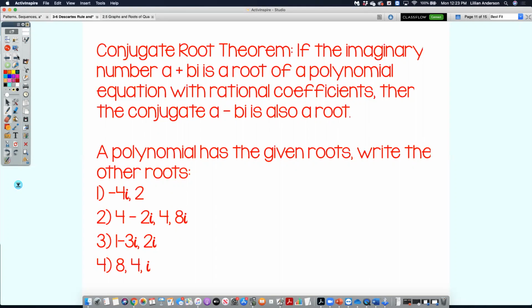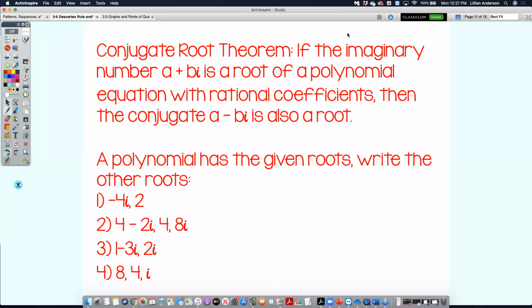The next one is conjugate root theorem. You are going to have to write this first part by hand. Then the examples are actually in the foldable. Conjugate root theorem says that if the imaginary number a plus bi is a root of a polynomial equation with rational coefficients, then its conjugate, a minus bi, is also a root. Remember, root is another word for 0, okay? So in other words, imaginary numbers, complex numbers, they come in pairs, okay? So if you have one that's a positive, then you know automatically its negative is also a root of that polynomial function.